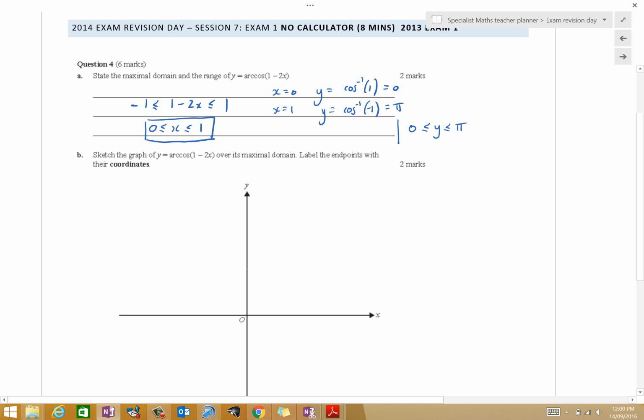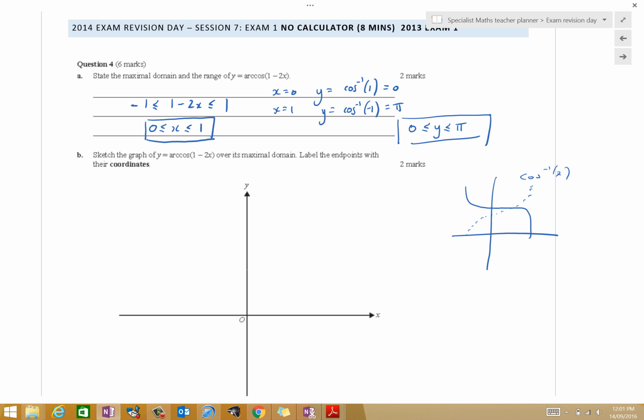All right? What have we done? Think about it. 1 minus 2x, isn't that a reflection in the y-axis in terms of the shape? And we haven't actually done anything in terms of affecting the range. But let's have a look just quickly at the shape. Now, we've found the endpoints, but inverse cos of x is going to look something like this. Now, inverse cos of x is a reflection in the y-axis, so it's going to look something like this in terms of shape.